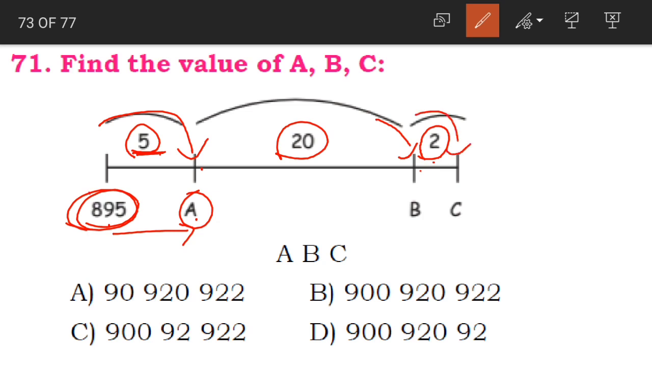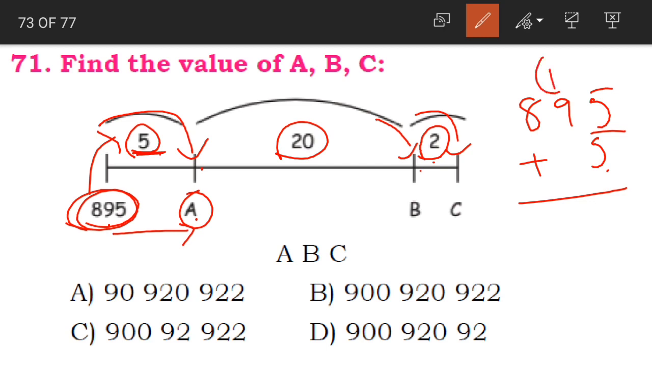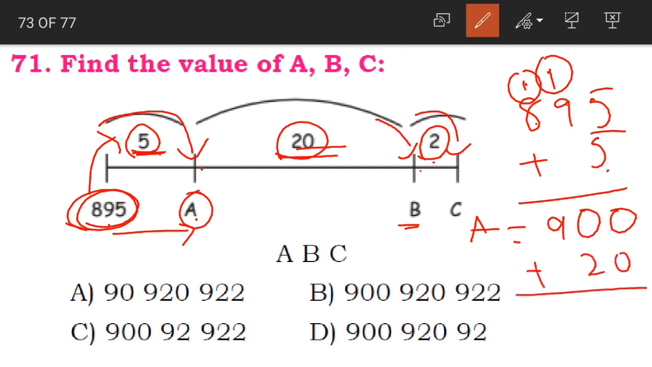Clear, children? So how to find out A? 895 plus 5. 5 plus 5, 10, 1 carried. 9 plus 1, 10, 0 here, 1 carried. 8 plus 1, 9. So what is A here, children? A is equal to 900. Now what do we have next? B. To reach B, what is the distance? 20. So we need to add 20. 20 to what? 20 to A, children, not to 895. See, from A till B we are having 20. So to A we need to add 20.